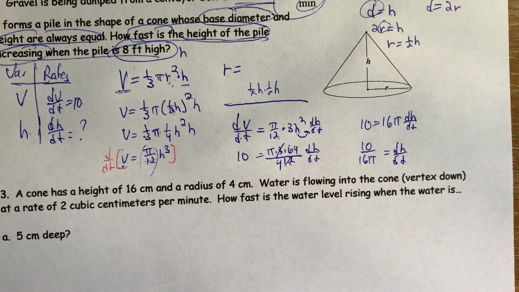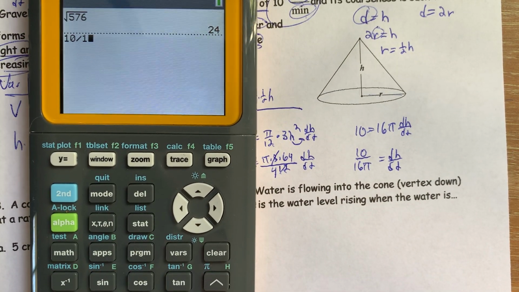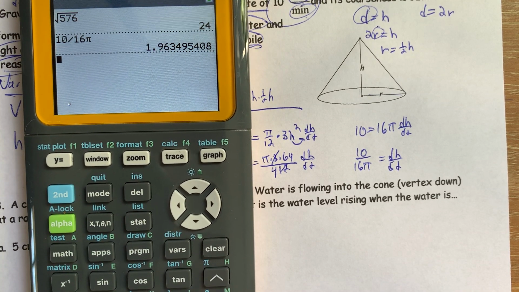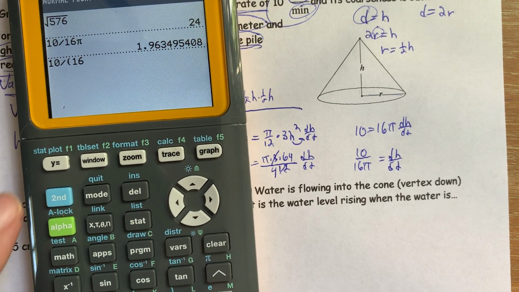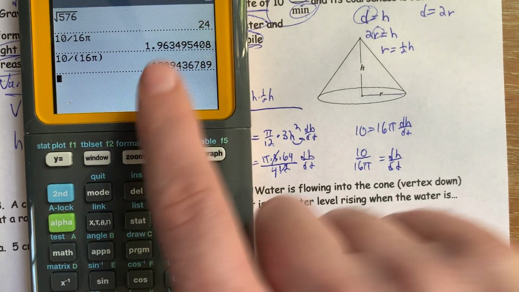Real quick, I sometimes see kids try to change this into a decimal, and they really mess up because they do 10 divided by 16 pi in a calculator. And this is wrong. This is not the right answer. It's 10 divided by, in parentheses, 16 pi. The whole denominator needs to be in parentheses if there's more than one thing. This is the right answer.